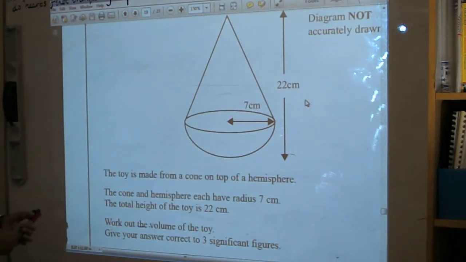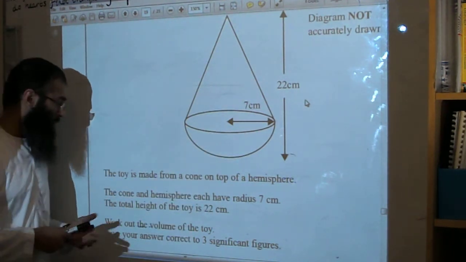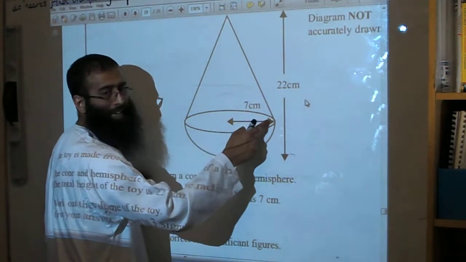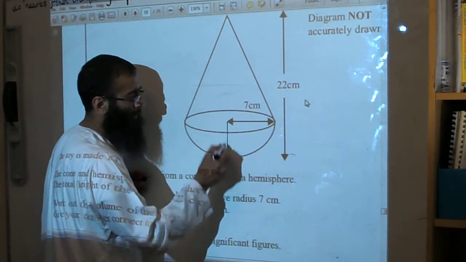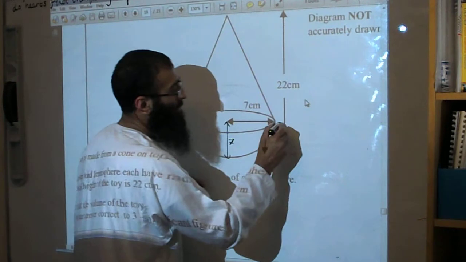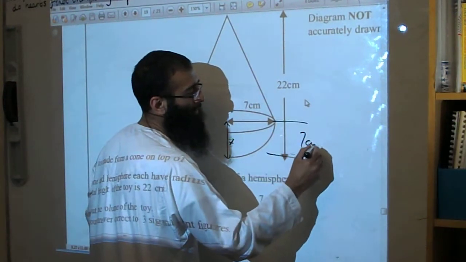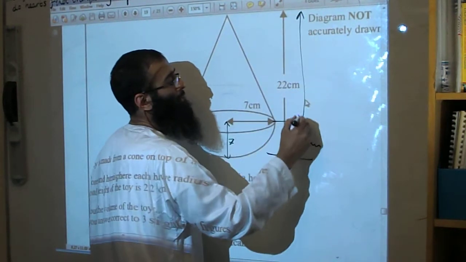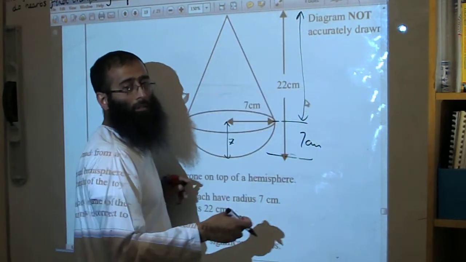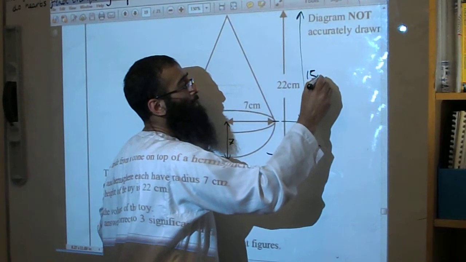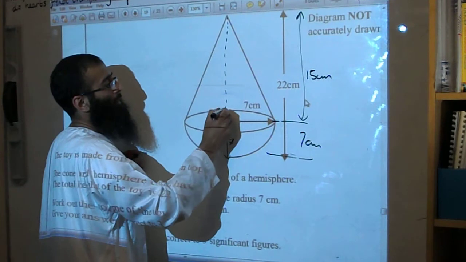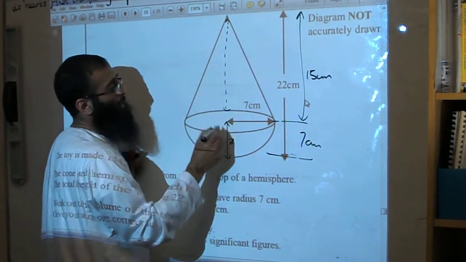The cone and hemisphere each have a radius of 7 centimeters. The total height of the toy is 22 centimeters. Now, if this is 7 here, what is the distance here? 7, because that's the radius there and the radius down there. So that's 7 centimeters. What's this going to be then? It's 22 altogether. That's 7. So what's left over? 15. So that's going to be the height of the cone.